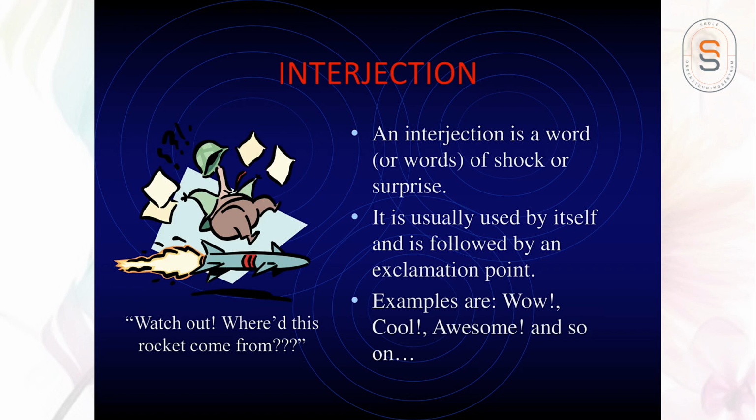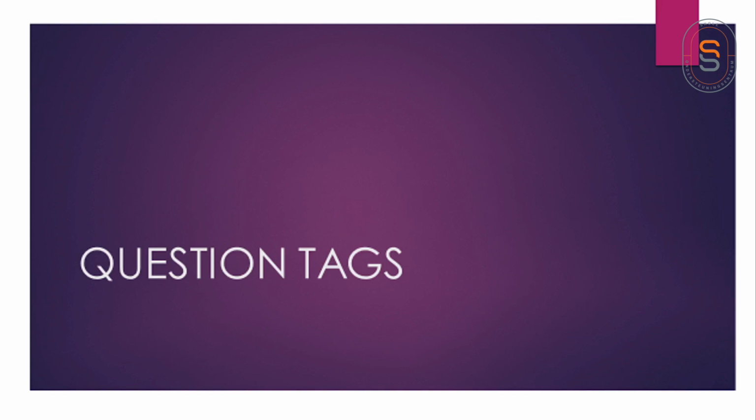An interjection is a word of shock or surprise. It's usually by itself and is followed by an exclamation mark, like wow, cool, awesome. Right, that concludes the parts of speech.